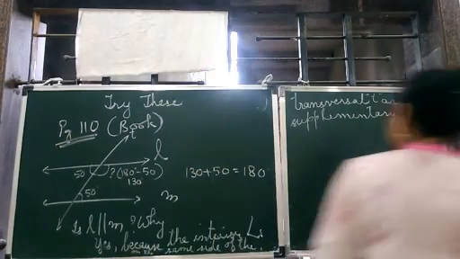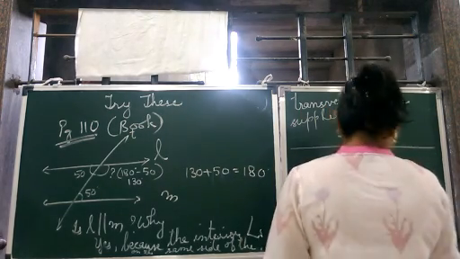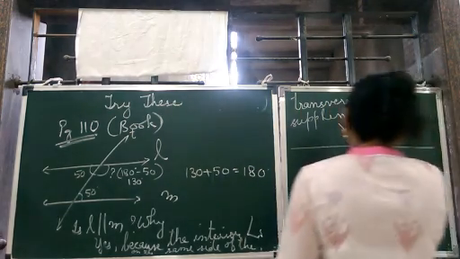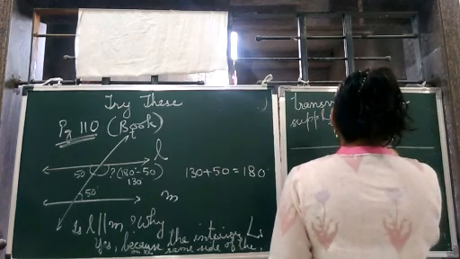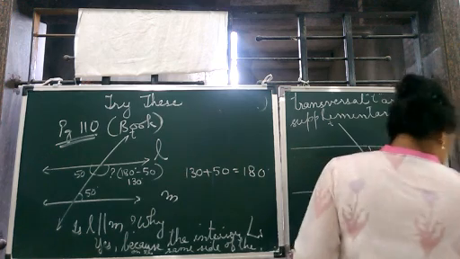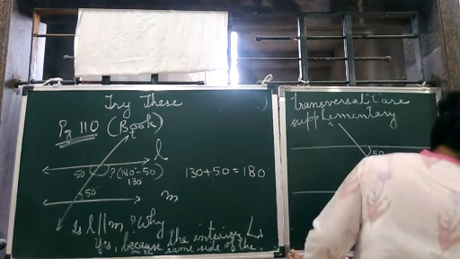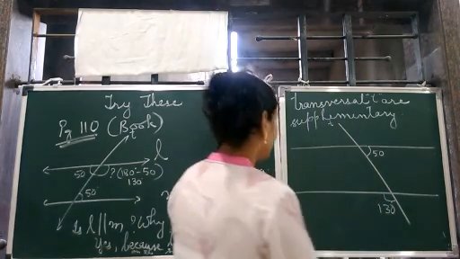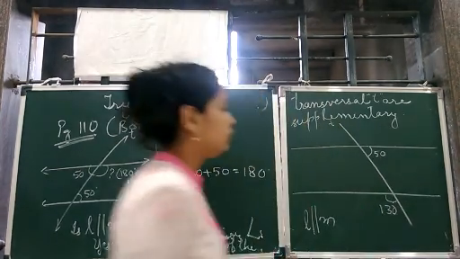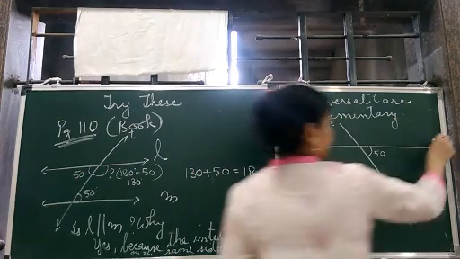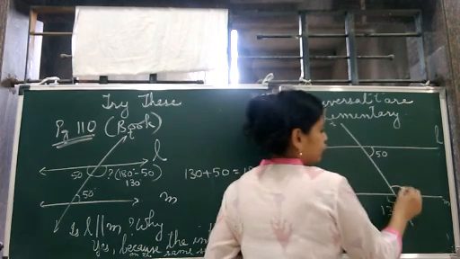Then there's a second figure again. Again this is T. This is 50. This is 130. Is L parallel to M? Here also we have to find out whether L is parallel to M or not. This is L, this is M. Very simple. This is 130, this will also be 130.